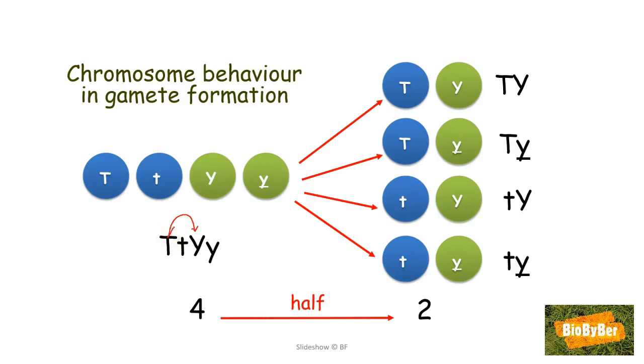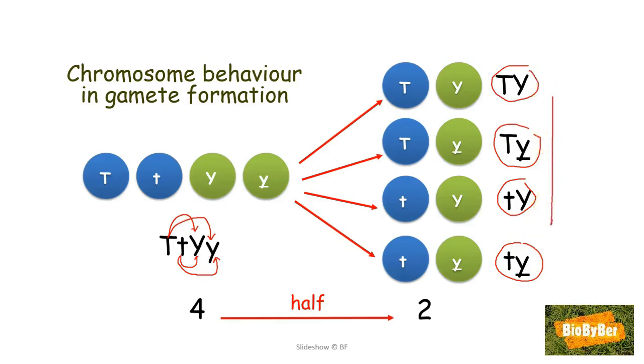I can draw another arrow out of the big T and go into the second letter of the Y's, and then I will create the gamete big T, small y. I can draw an arrow out of the small t into the first of the Y's, and then I will create the gamete small t, big Y, and I can draw an arrow out of the small t into the small y and create the gamete small t, small y. So using the arrow trick, you can see that I end up with the same 4 options.